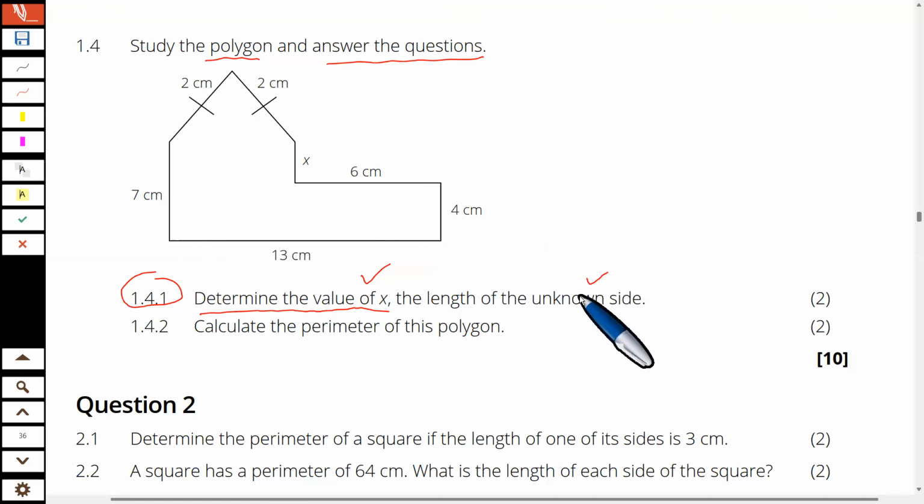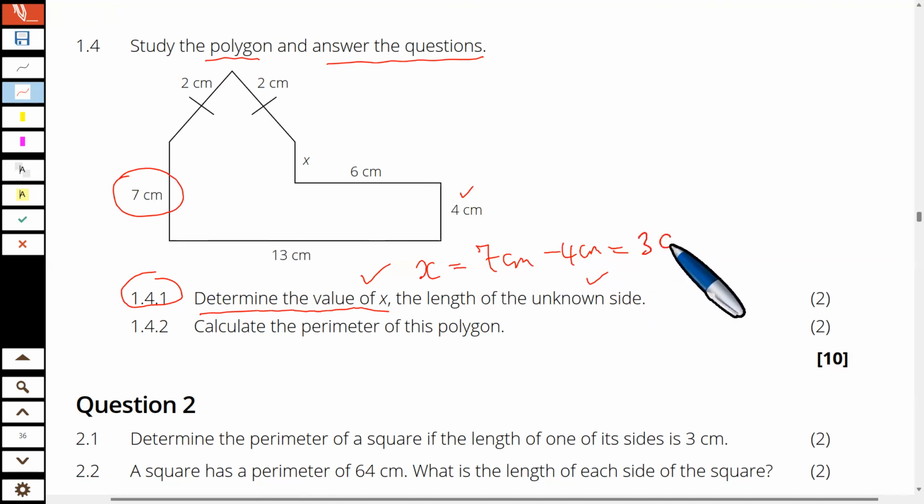We inculcate learning. So at this point, we're able to realize that the variable x is the 7 here, minus this 4. 7 minus 4 is equal to 3 centimeters. So x is 3 centimeters. The next thing is 1.4.2. Calculate the perimeter of the polygon. The perimeter is very straightforward, so we do the perimeter now.